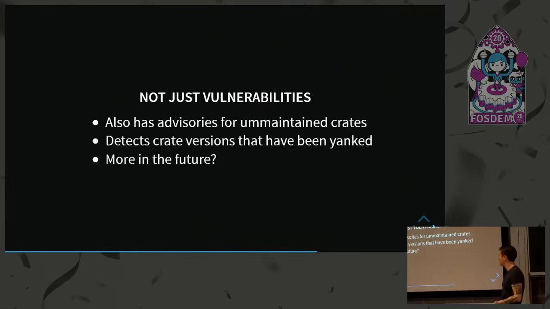And it's not just for vulnerabilities. There are also notices for unmaintained crates, so crates where the author is either completely unresponsive or has explicitly said, I'm not working on this anymore, or crates that served a purpose but may now be in the standard library itself or have been supplanted by a superior crate. It also can detect yanked versions. This isn't really a problem in practice that I've noticed, but it's there if you want it. As well as, obviously, the possibility of more advisories in the future.